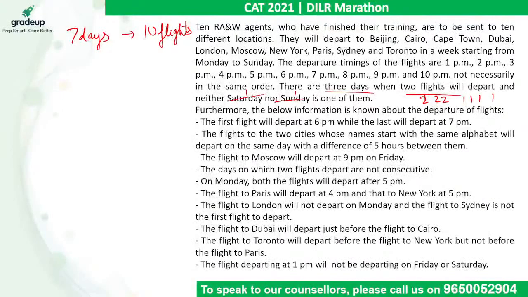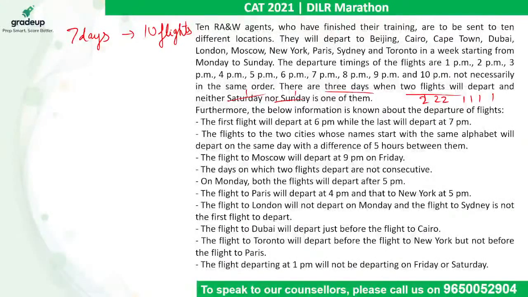Mana, why on Saturday? It is given, right? See what is given in the statement. What does it say? It says that there are 3 days on which 2 flights will depart and neither Saturday nor Sunday is one of them. So Saturday, Sunday, one ही होगा. Actually, it is very simple.